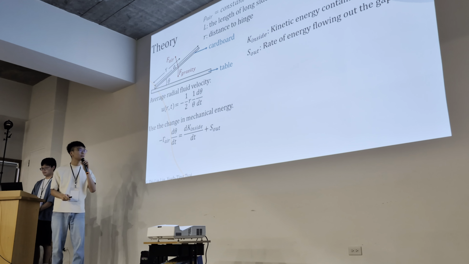And then S out is the volume flow rate times kinetic energy per unit volume. So S out can be obtained. Since we have K inside and S out, we can have gamma air, the torque acting on the board due to the air. And we ignore the buoyancy force. We consider Newton's second law. We can have this equation.